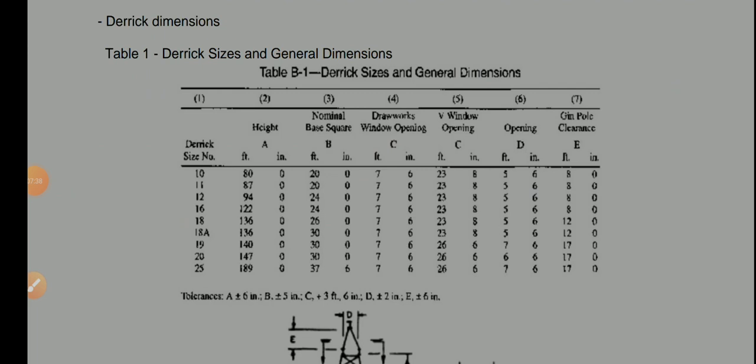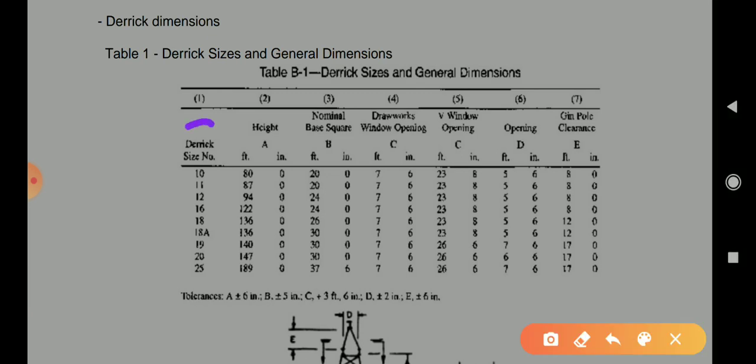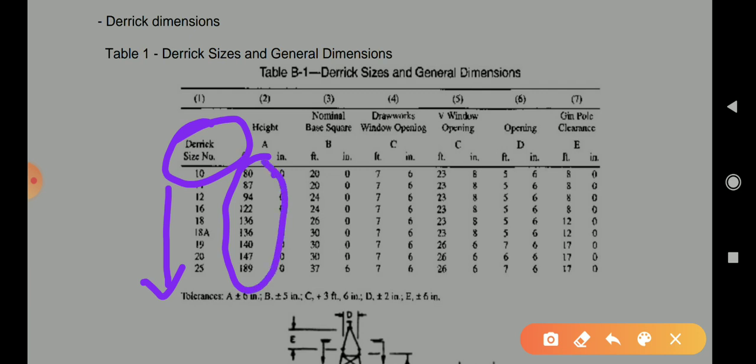So now see derrick dimensions, size. This is the chart of the derrick. In the first column you see the derrick size number. This is very important. When you go downside, there is an increase in number as well as height. Height in feet is very important. The lowest height is 80 feet and the highest is 189 feet. All the information is essential, but these two are very important.